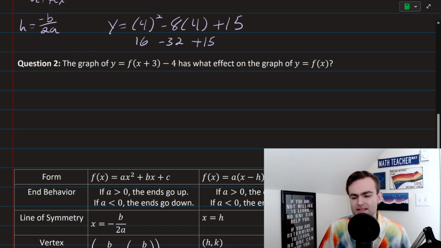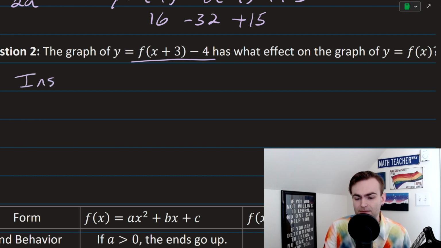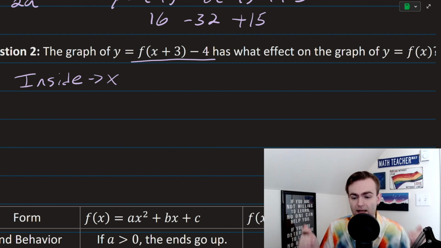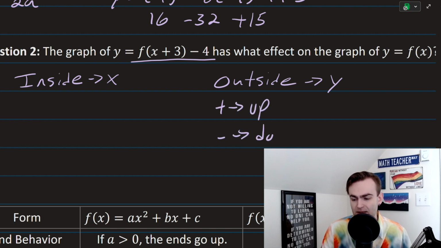The next one is shifting the graph around. So if you have notation like this, you have something happening on the inside, you have something happening on the outside. So how I like to tell my kids how this works is if it happens on the inside, it affects the x's, or the horizontal aspect of it. If it happens outside, it affects the y's, or the verticality of it. Y's are quite simple. They're straightforward. A plus means up, a minus means down.